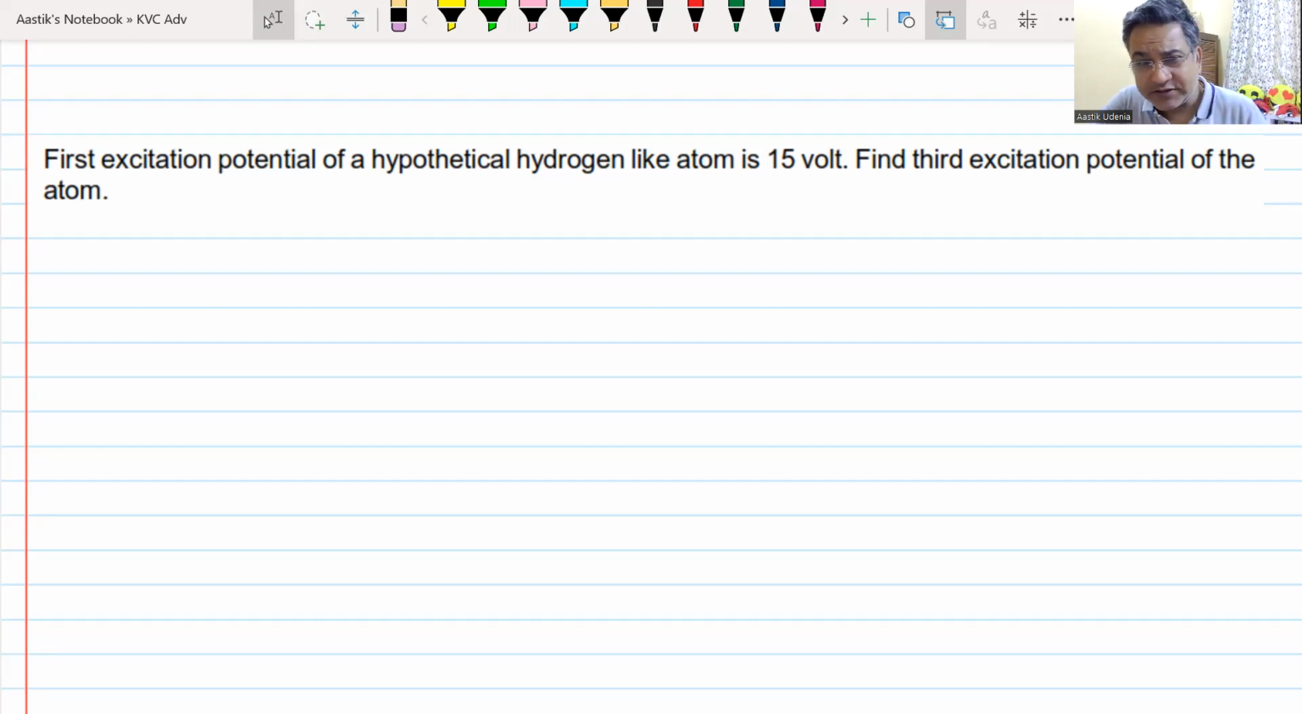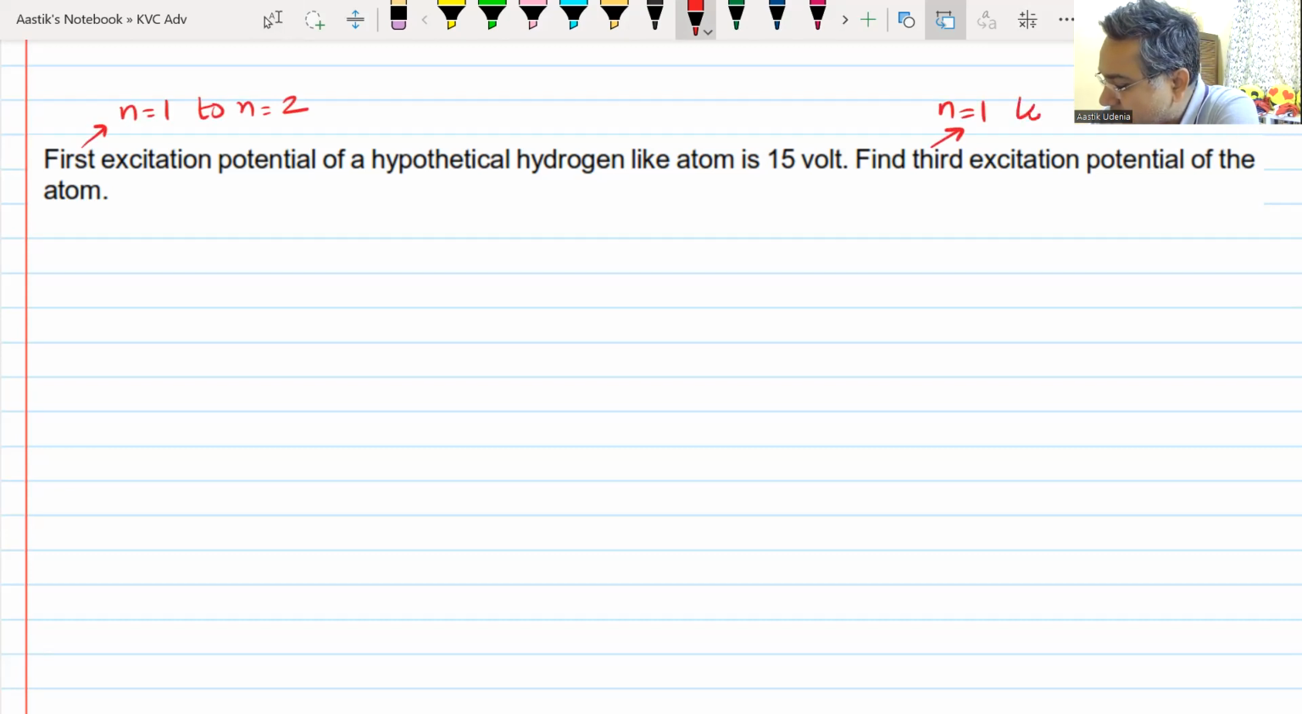Second excitation potential is from ground, ground is n equal to 1. So the first excitation potential is from n equal to 1 to n equal to 2. Do we understand this? Yes, sir. This is from n equal to 1 to n equal to 4. Do we remember this? Do we understand this? You have 2 minutes to give me the answer.